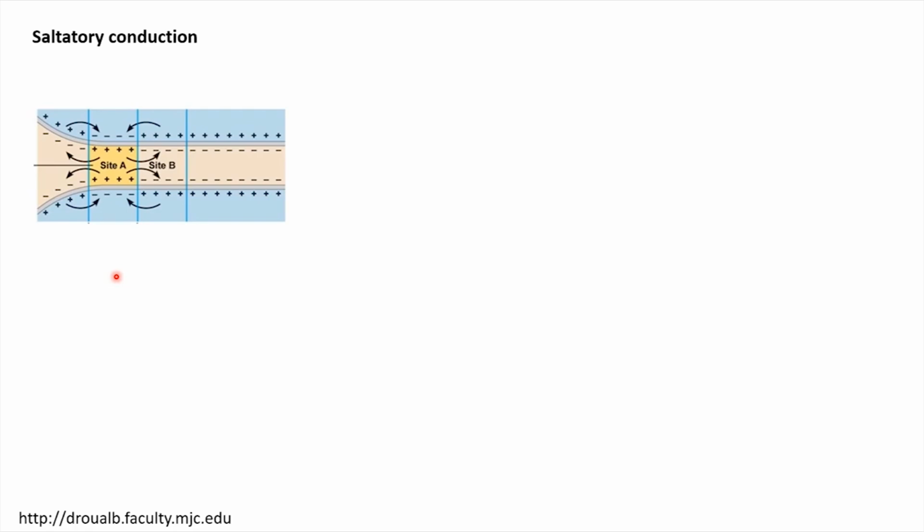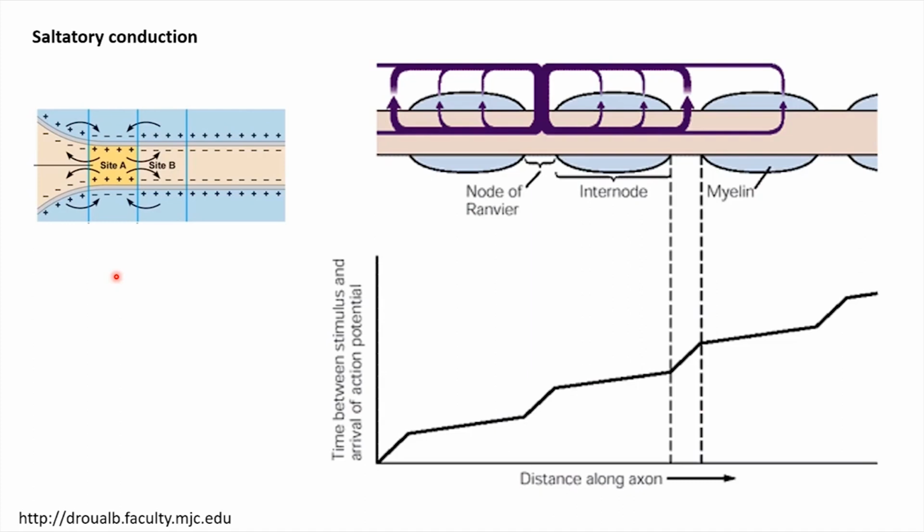Well, how about a hybrid approach where we allow the action potential to move passively for some distance and it will reduce in amplitude, but before it reduces too much, we can regenerate it again so that it reaches its full amplitude again. And then again, we allow it to move passively. Well, actually, nature has implemented something like this.